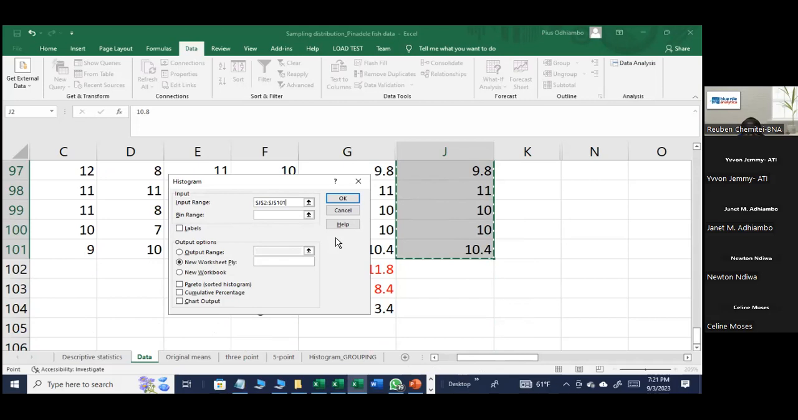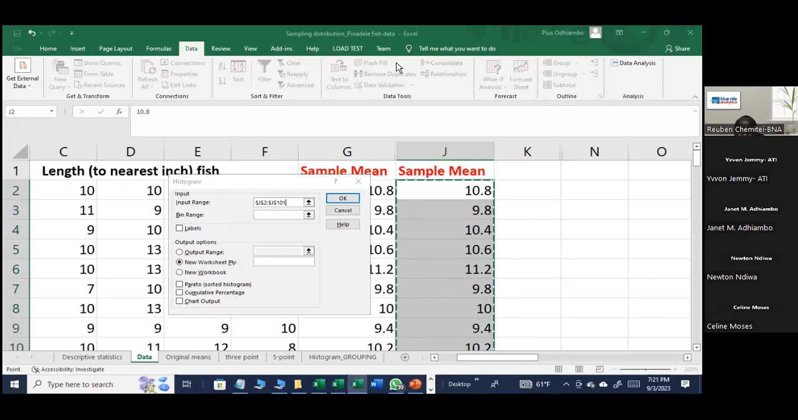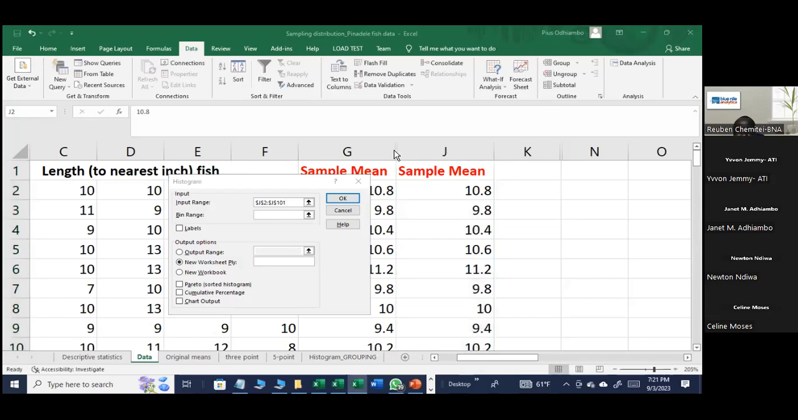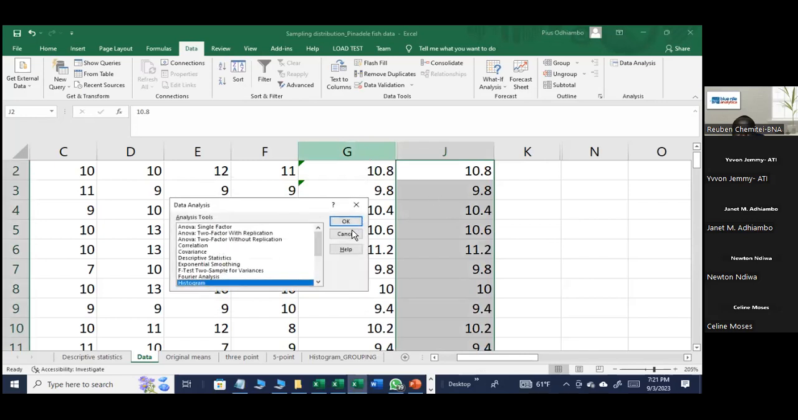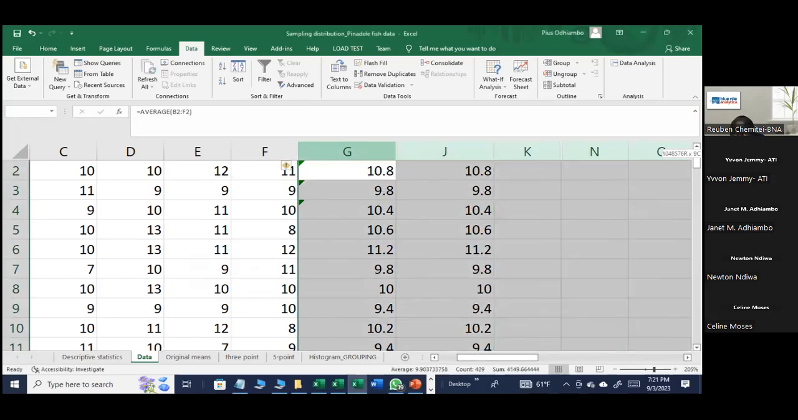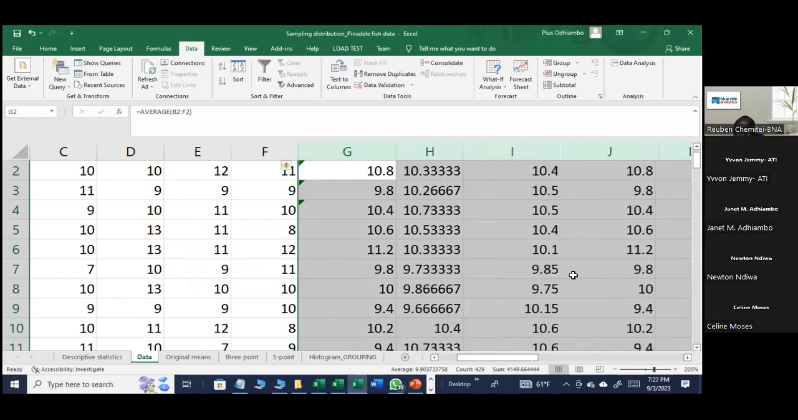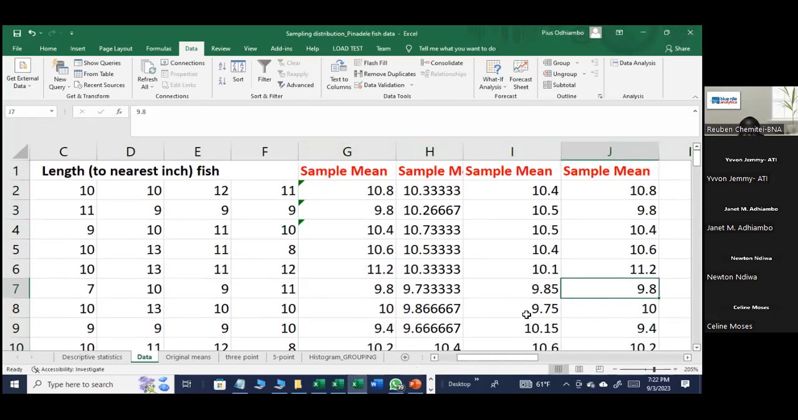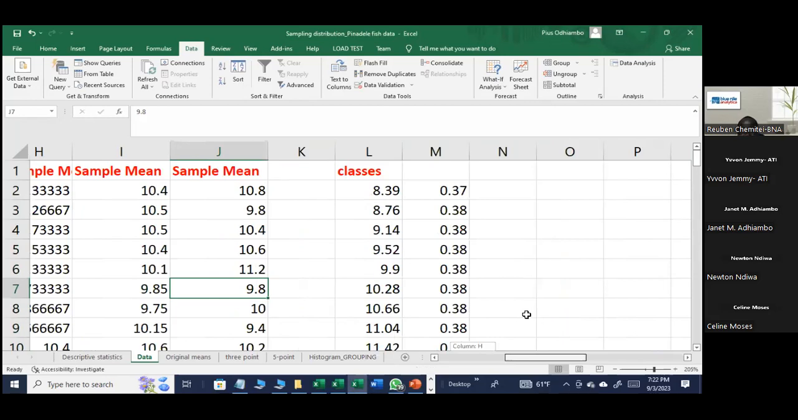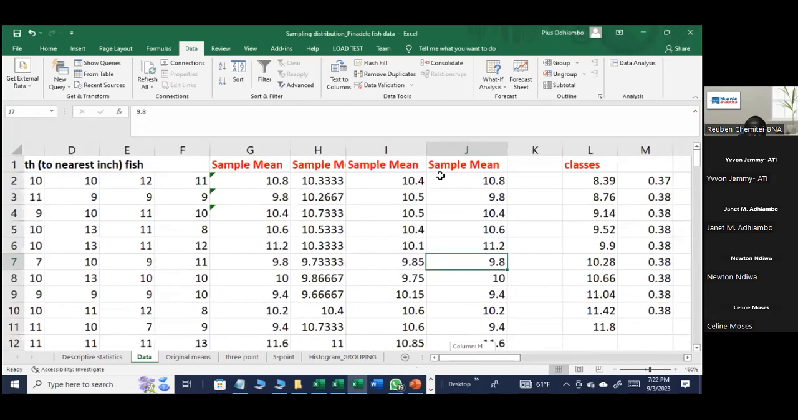So the bin range, I'm going to use one here. I'll tell you why I was doing that. Don't worry. Let me just unhide. There is something that I did in here. You see this, I'm hiding it. Now I added something called classes here. I'm going to use this as the bin. I'll explain how this bin is coming in.